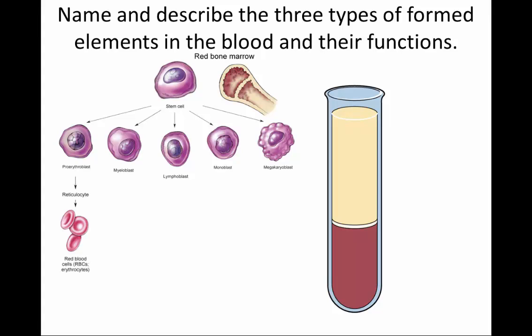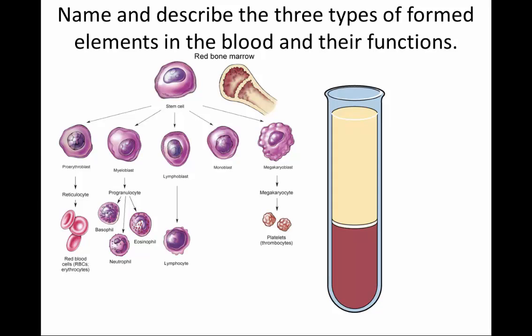So the proerythroblasts become erythrocytes, red blood cells. The megakaryoblast forms platelets, or thrombocytes. The myeloblasts become progranulocytes and then differentiate even further into basophils, neutrophils, and eosinophils. Lymphoblasts become lymphocytes, and monoblasts become monocytes. These types of cells in the middle are all white blood cells. Here we have the granulocytes: the basophils, eosinophils, and neutrophils.